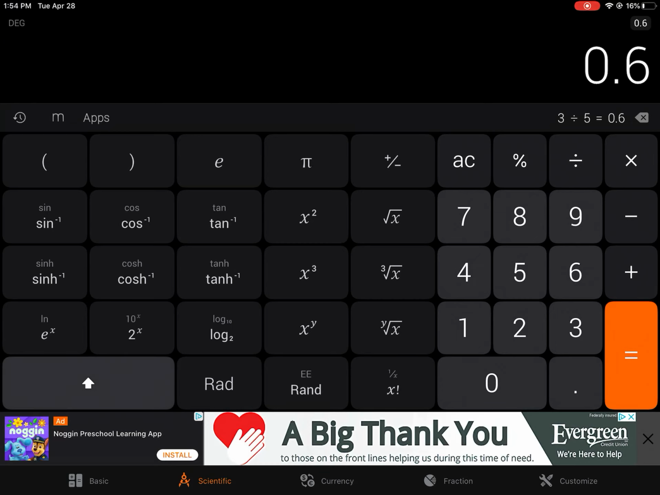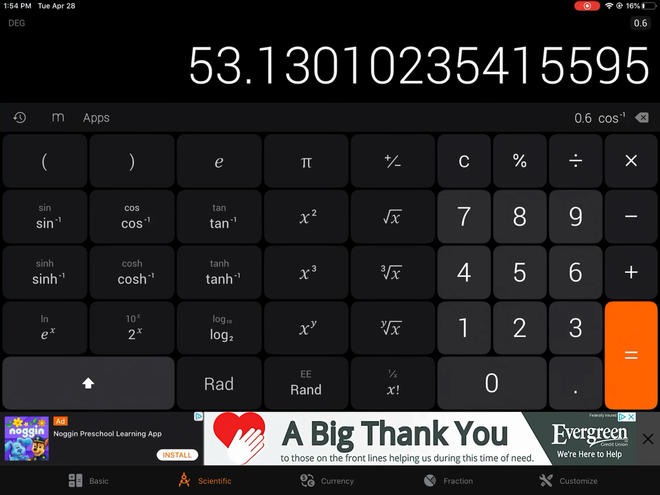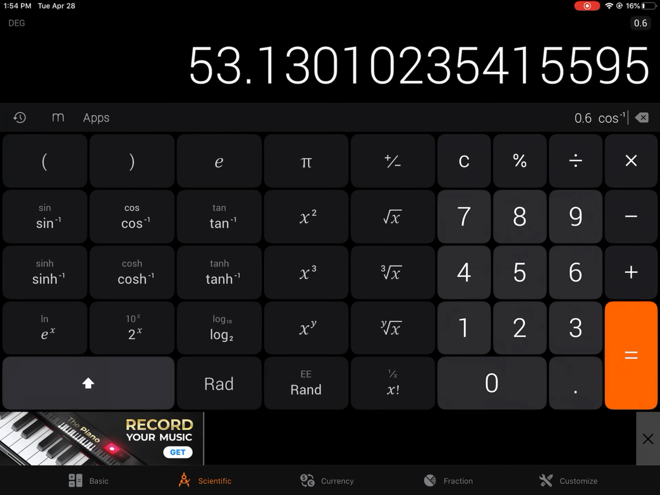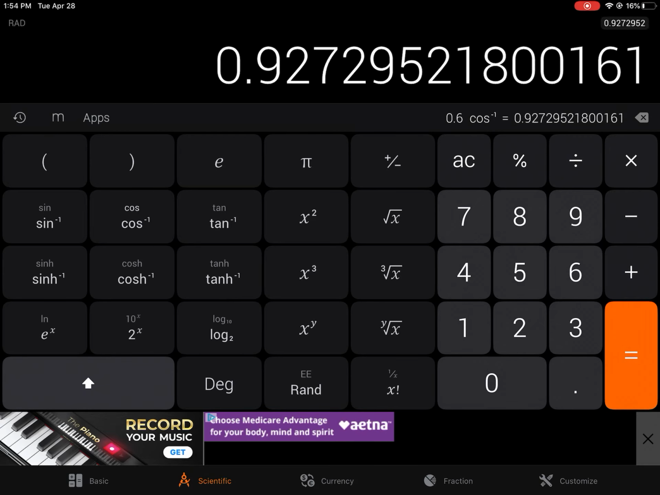On your phone, it will say second, I believe, but here you're using the shift. And you see the sine to the -1, cosine to the -1, etc. We want to hit cosine to the -1. That's cosine inverse. And it says 53.1. Now, if you look up at the top corner, I am in degree mode, so this is a degree answer, 53 degrees. If we wanted radians, hit the radian button and hit equals, and it's 0.9 radians, right?